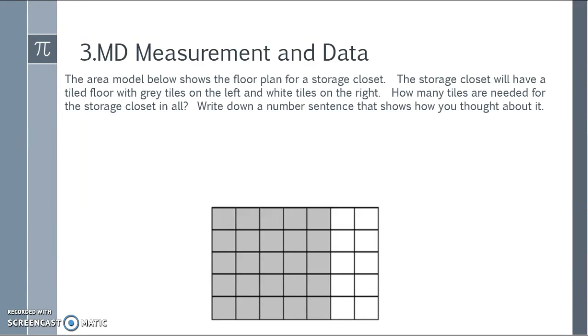Let's talk about some possible number sentences that you may have gotten in the last video. 5 times 7 is 35. 10 plus 10 plus 10 plus 5, which would be going off of the 10 frames, a group of 10, a group of 10, and 5 more. 5 plus 5 plus 5 plus 5 plus 5 is 35, etc.